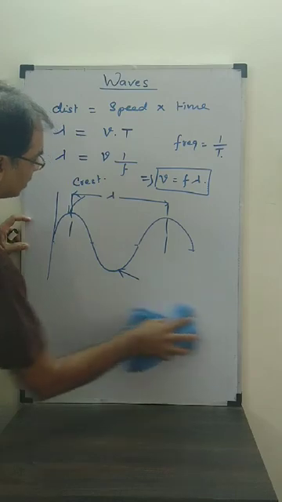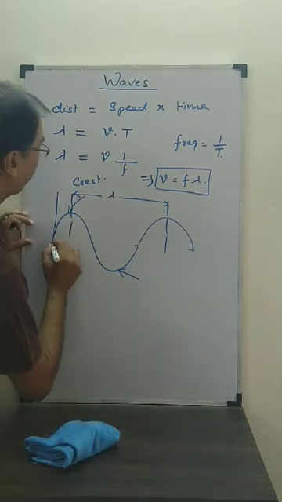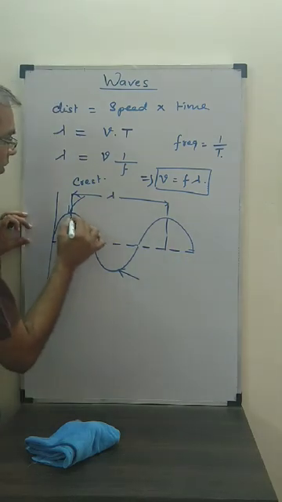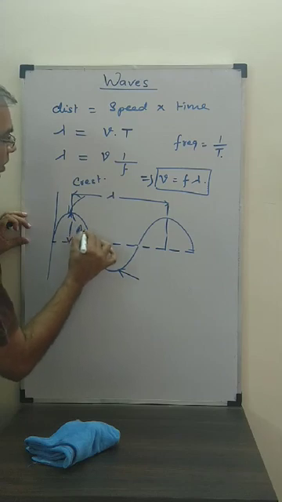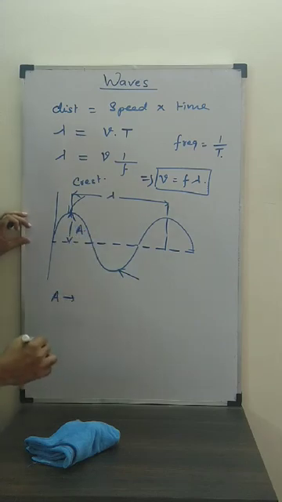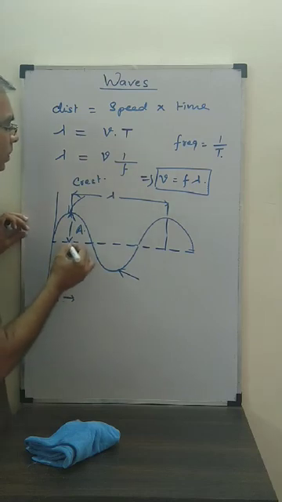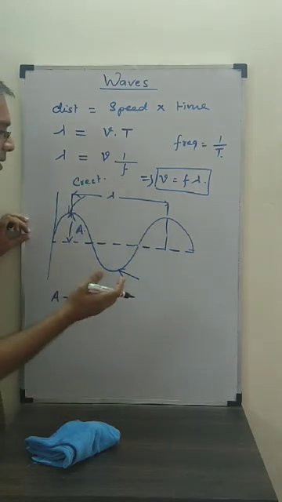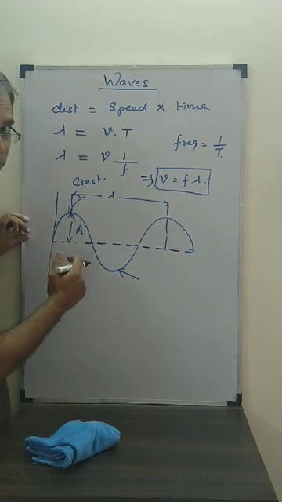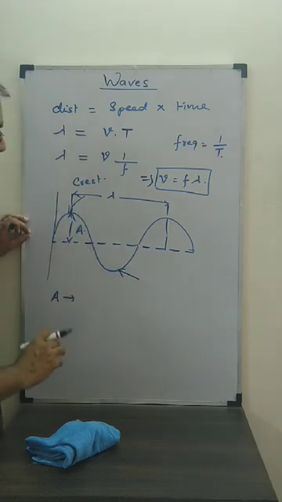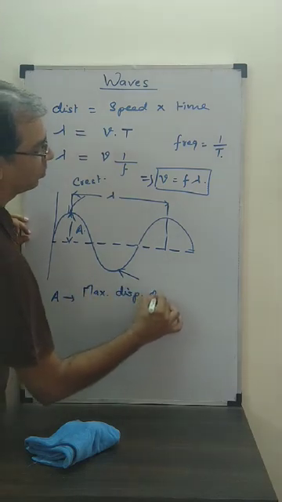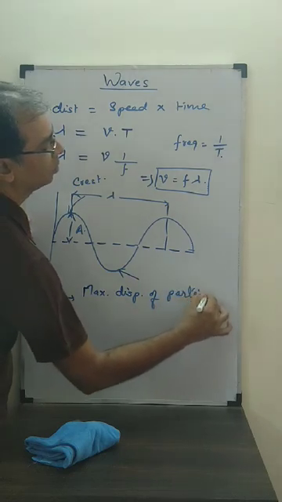Further, the next basic term is amplitude. This is called amplitude, and we represent it with A. What does amplitude mean? Amplitude is the maximum displacement of the particle from its mean position, as we already studied in simple harmonic motion. The same thing applies in waves also, because all the particles for us are doing simple harmonic motion only in waves. So what is amplitude? Maximum displacement of a particle from its mean position.